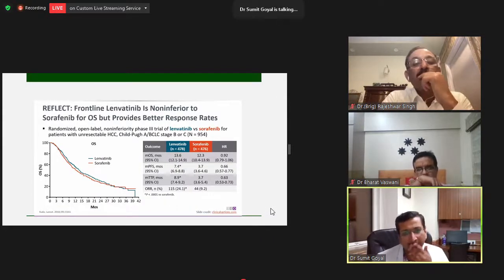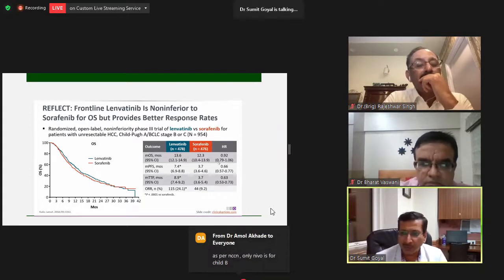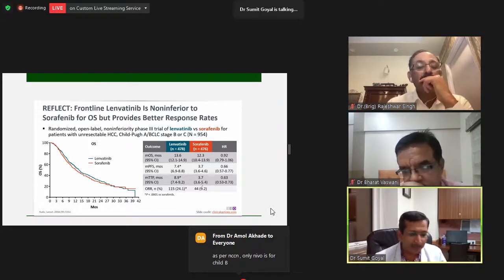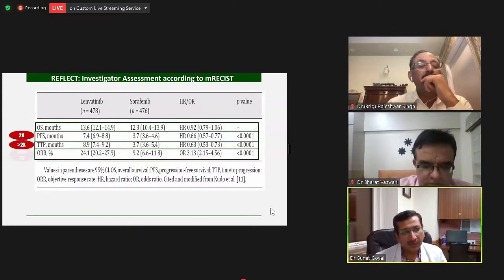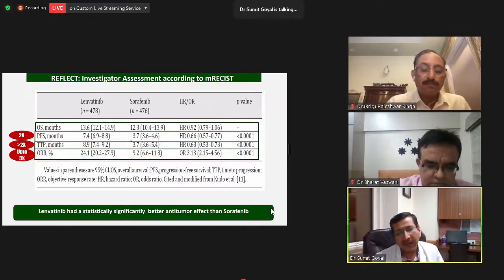If we look at the outcome, it was a non-inferiority study. The median overall survival was 13.6 versus 12.3. Hazard ratio was 0.92. Median progression-free survival was 7.4 months versus 3.7, and time to tumor progression again was better in the lenvatinib arm. So quickly, if we look at this, there was almost doubling in PFS and time to tumor progression, and response rates were very good, 9.2 versus 24.1%, which was quite significant.